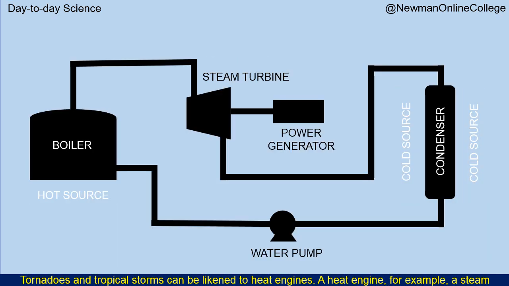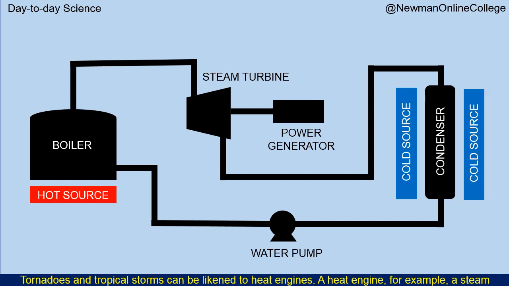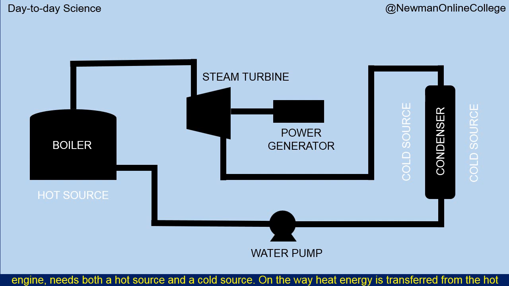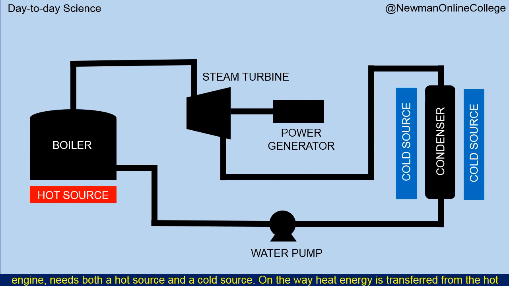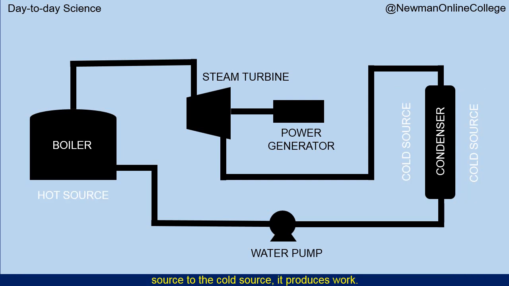Tornadoes and tropical storms can be likened to heat engines. A heat engine, for example, a steam engine, needs both a hot source and a cold source. On the way heat energy is transferred from the hot source to the cold source, it produces work.